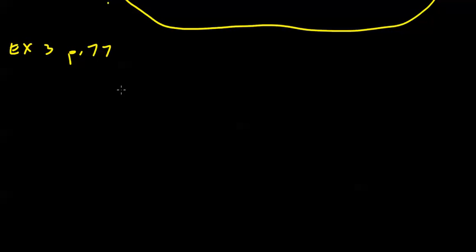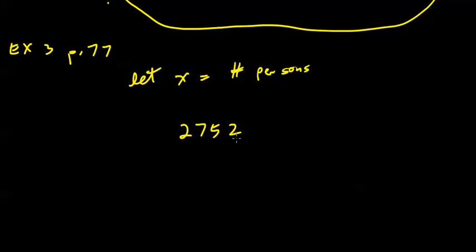Alright, since our final price depends on the number of people participating, and that's what we have to find out, I'm going to let x equal the number of persons participating in this trip. Now the ticket price starts at $2,752 and goes down $1.75 every time somebody's added on to the trip. So I'm going to subtract a multiple of 1.75, because I'm taking off 1.75 for every person that joins.